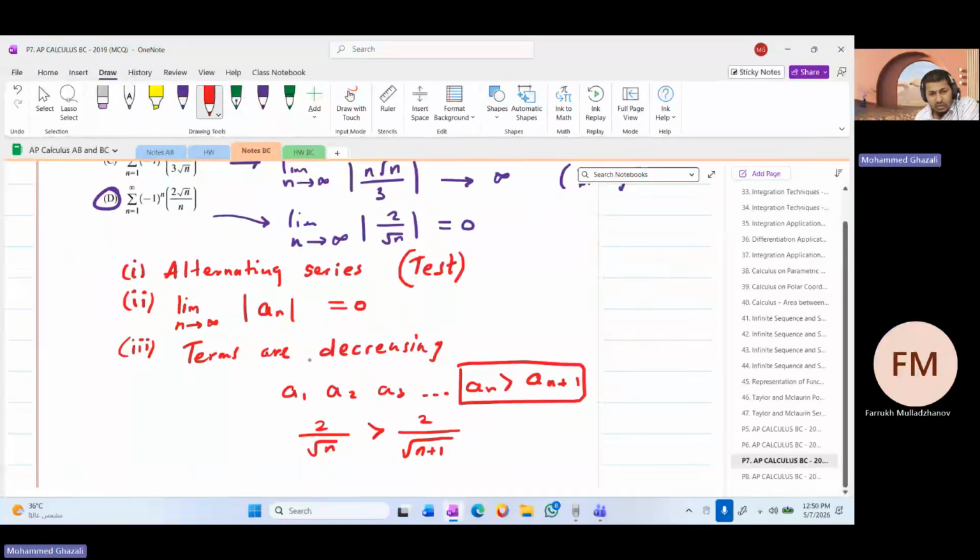If you check these three conditions and the series satisfies them, it converges. First, the series must be alternating. Second, the limit of the absolute value of the terms must be 0. And third, the terms must be decreasing. Then it converges. So now let's check.